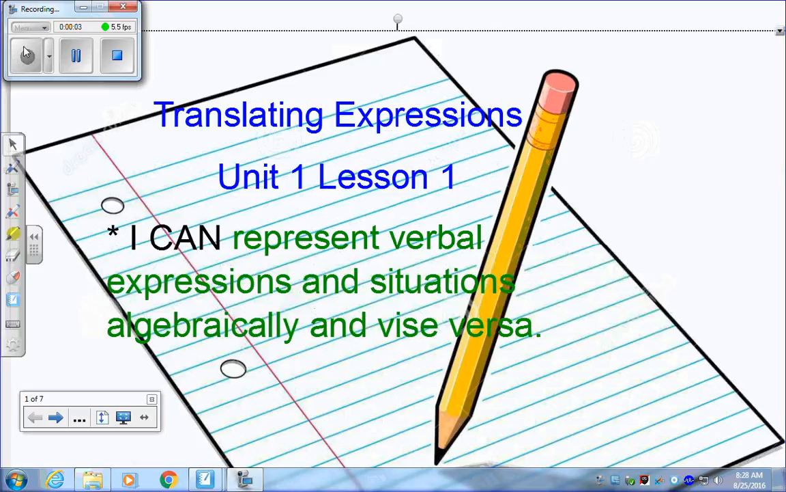Welcome. This is Unit 1, Lesson 1 for Algebra 1, Translating Expressions and Equations. While watching this lesson, you should have the notes in front of you. If you do not have a copy, you can go onto our class website and print one off. Worst case scenario, have a piece of paper to write things down.